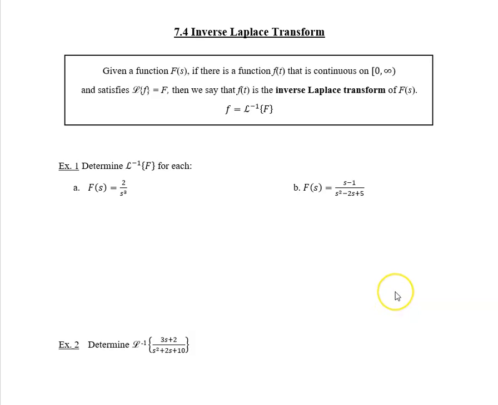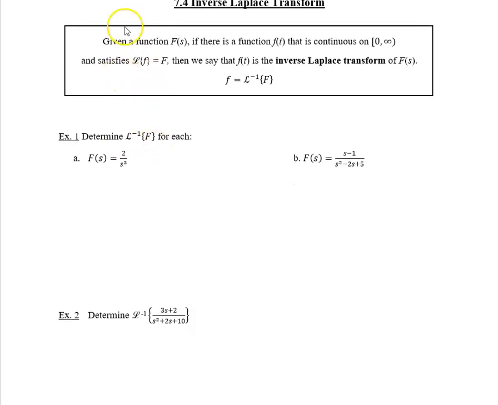So for now, again, as I've been saying throughout the whole chapter, just kind of go with me on this, and we're going to look at how we find the inverse of one of these transforms, so going in the opposite direction. Given a function F of s, capital F, if there is a function little f of t that is continuous and satisfies the Laplace of little f equal to big F, then we say little f of t is the inverse Laplace transform. Notationally, I generally use the -1 because that's the inverse notation we're familiar with. We do the inverse Laplace transform of the original function.